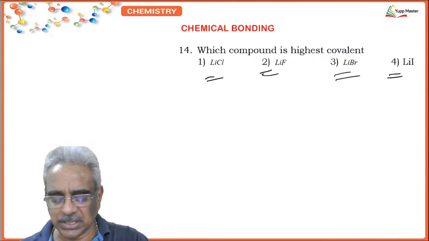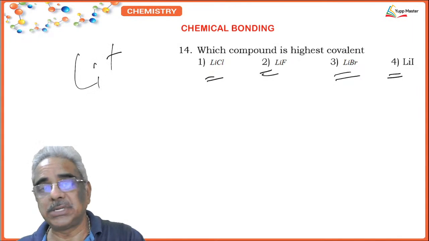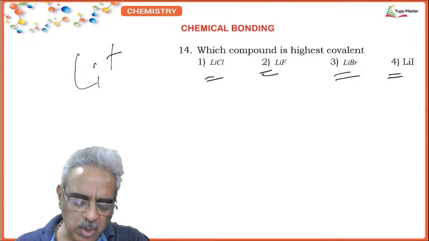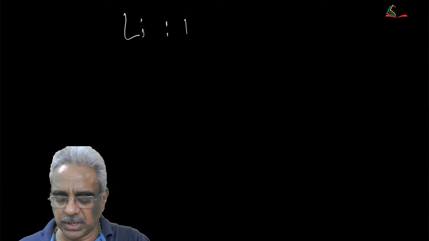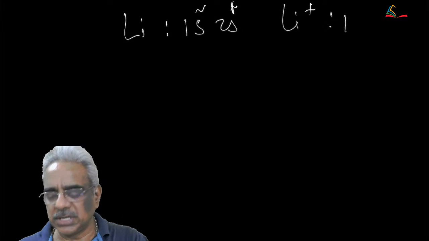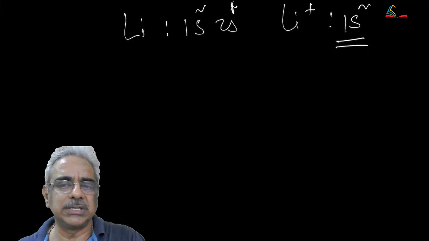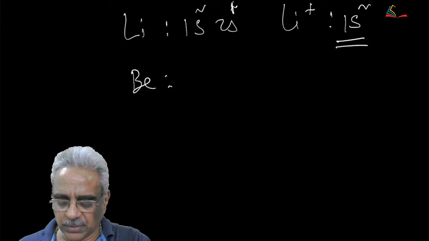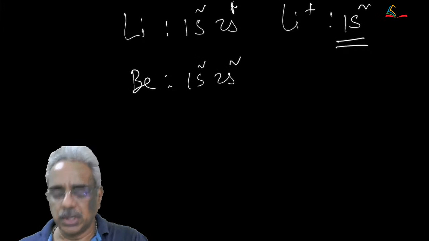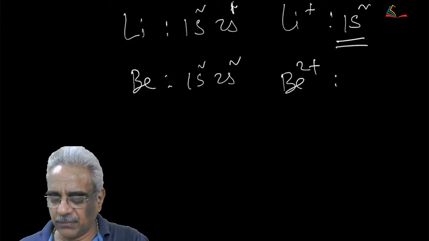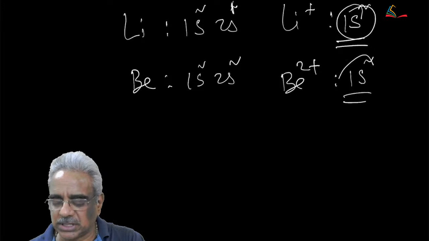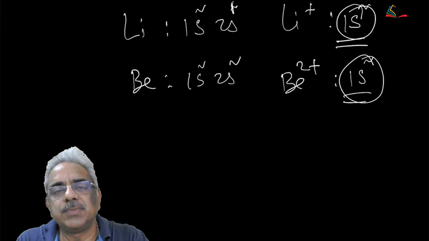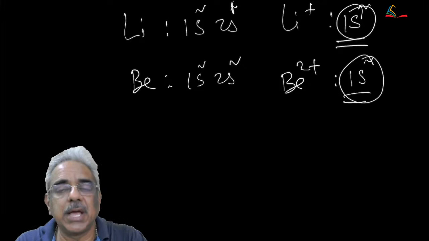You have to appreciate lithium separately in chemistry. It is the smallest ion, lithium, even beryllium, because lithium configuration is what? 1s2, 2s1. Lithium plus configuration is what? Just 1s2, 2 electrons, that's it. Beryllium configuration 1s2, 2s2. Beryllium 2+ configuration 1s2. See, just 2 electrons, the nucleus is much exposed. The nucleus is much exposed, polarizing power will be very high.